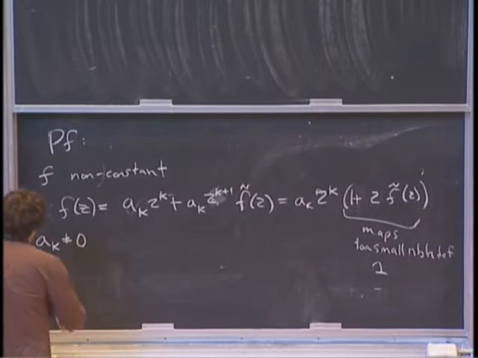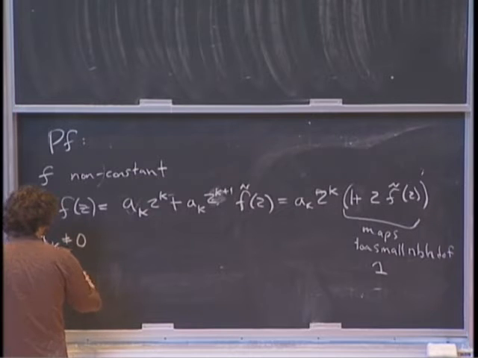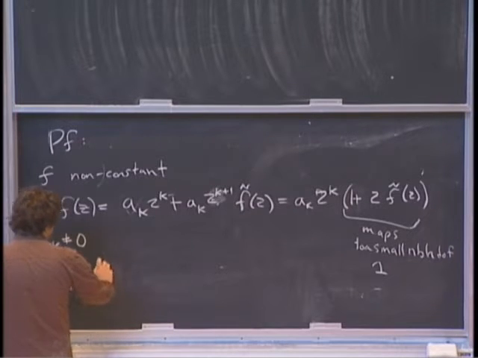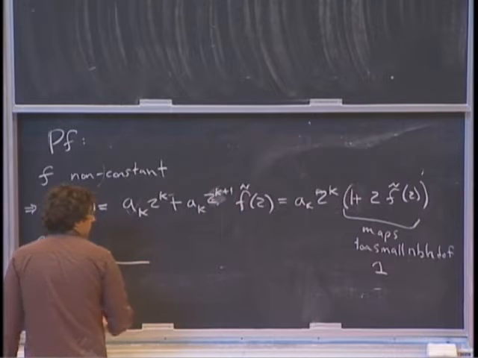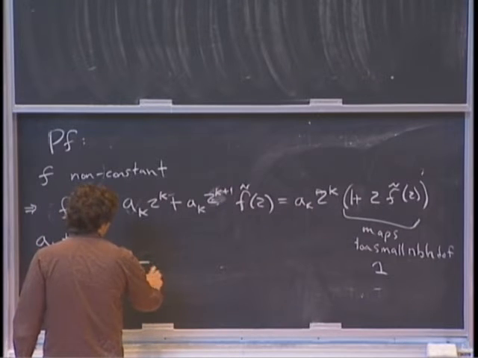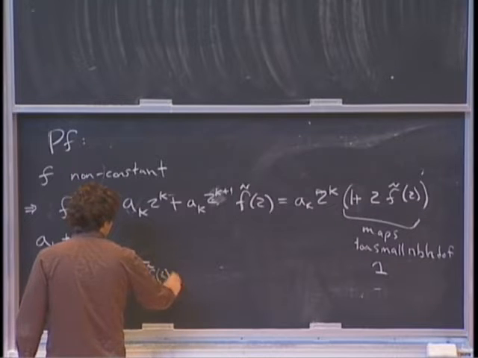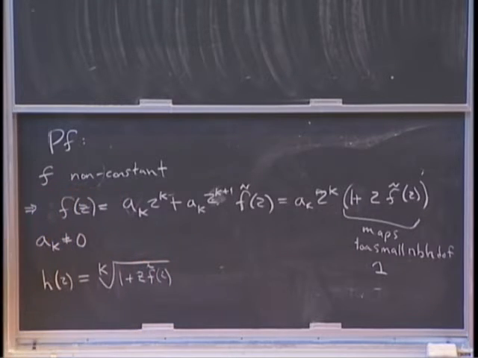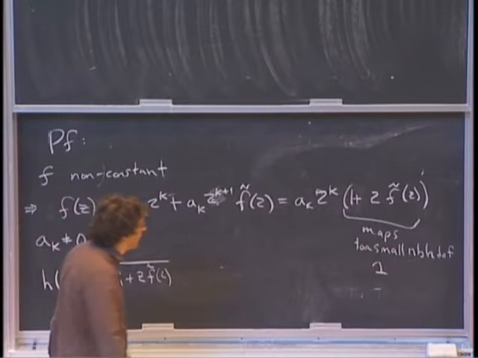So we let h of z equal to the kth root of this. Right, and obviously, this is not globally defined, but it's certainly defined in a neighborhood of 0 precisely after we make a choice of branch cut.